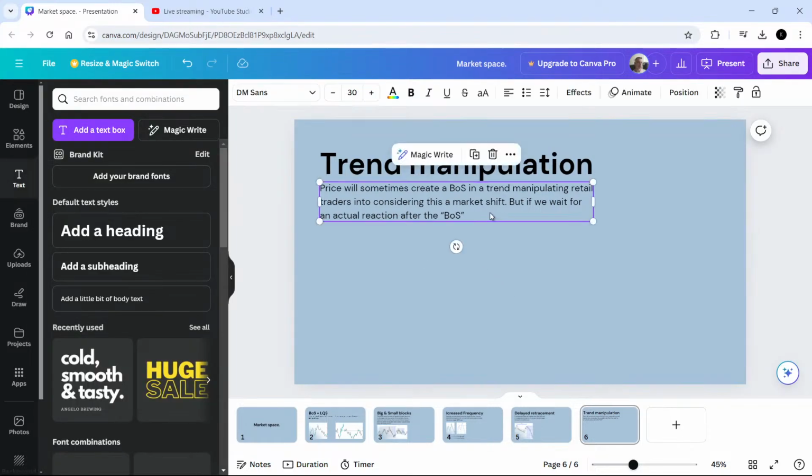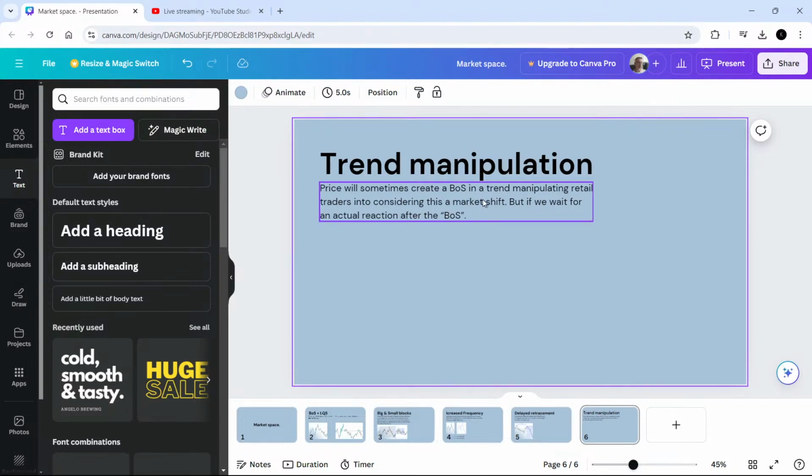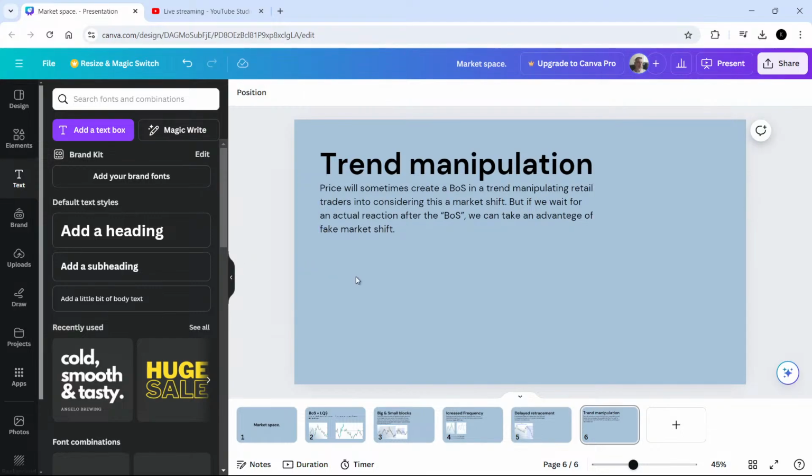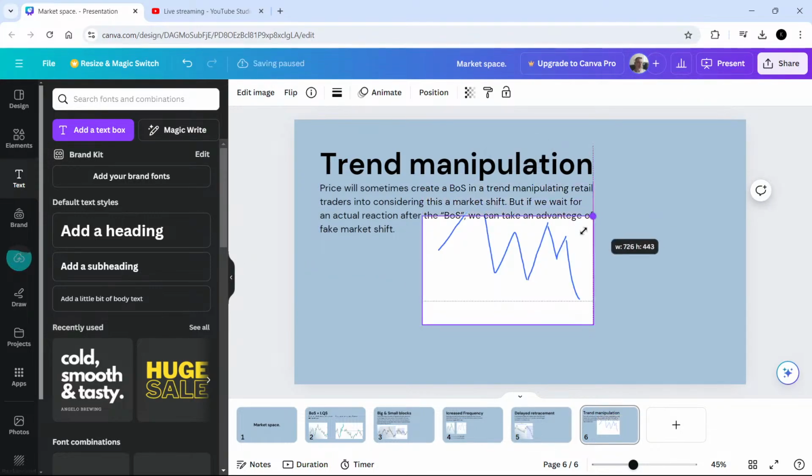Okay, so price will sometimes create a break of structure in the trend, manipulating traders into considering this a market shift. Typically, for price action, we can take advantage of the fake market shift. Alright, let me just put this picture in.